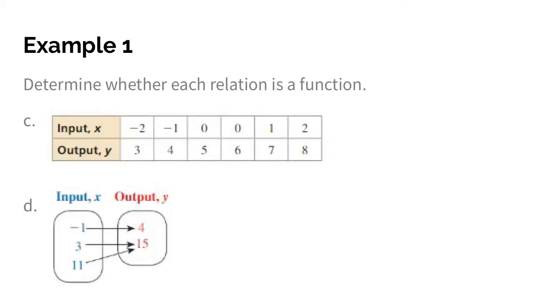All right, next example, we're going to view this in what's called a table, and then down here, what's called a mapping diagram. And again, I'm going to look for: do I have any repeating inputs? Remember, every input must be paired with a single output. So in this table, I'm given my inputs of -2 to 2 and my outputs of 3 all the way up to 8. So I want to know whether this relation is a function.